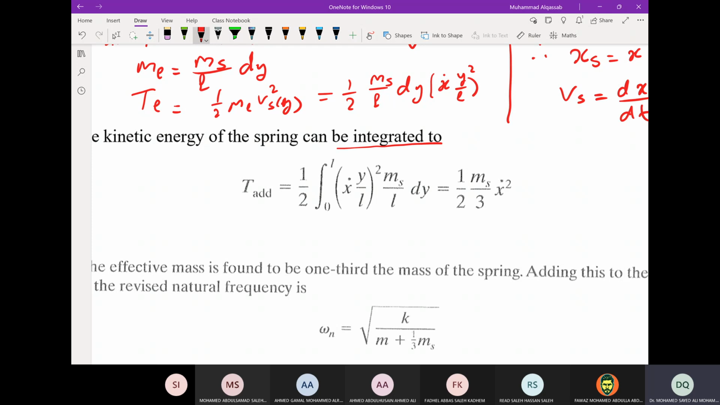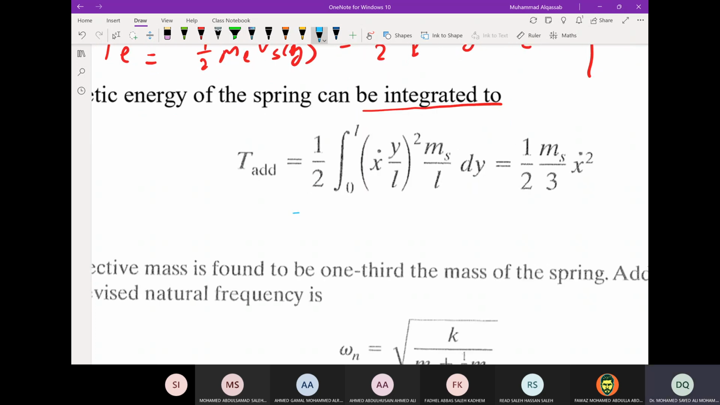Now, to carry out the integration, there is only dy here. That is the variable, integration over y. Anything that is not a function of y, we take it outside the integration. So this will be 1 over 2. You can take x dot squared outside, L squared, right? And L becomes L to power 3 divided by L to power 3. ms, we take ms outside. Then it becomes integration from 0 to L of y squared dy.